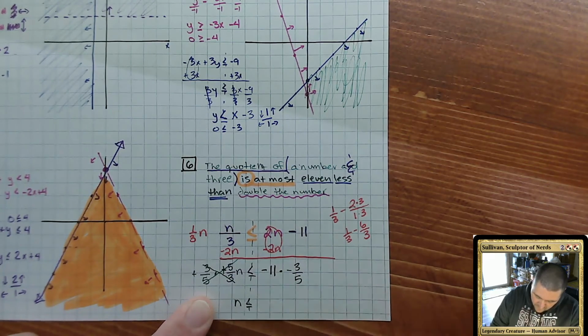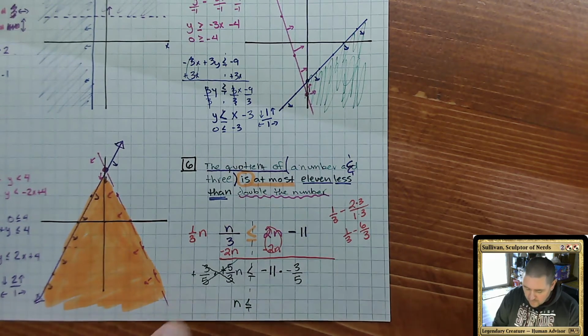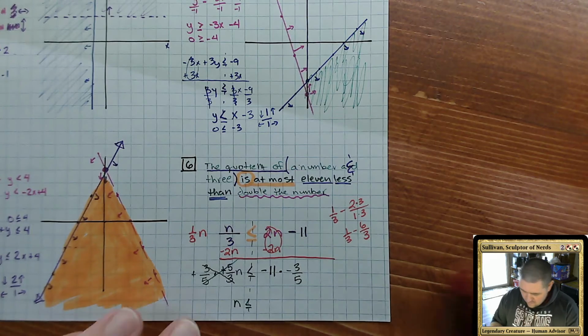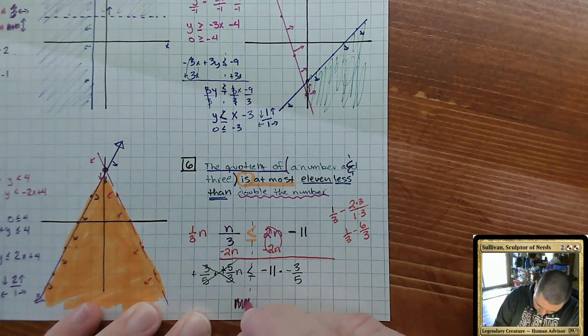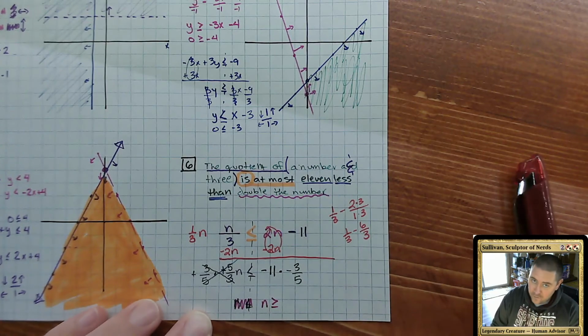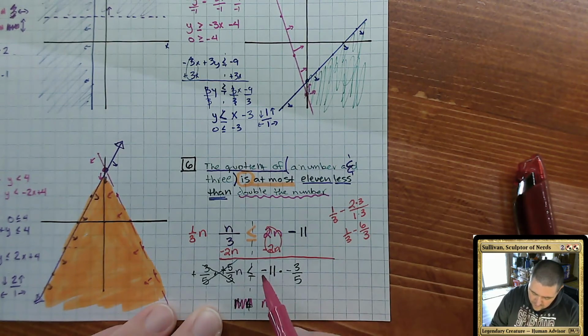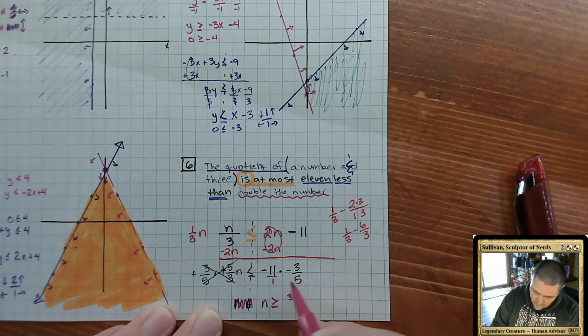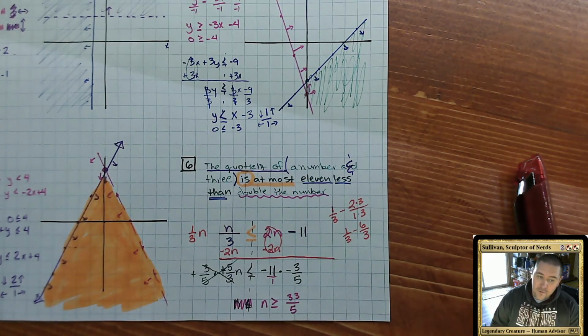So, almost made the mistake. I just multiplied by a negative. That's going to be n is greater than or equal to. Got to flip our Pac-Man around. A negative times a negative is a positive. 11 times 3 is 33. 1 times 5 is 5. n is greater than or equal to 33/5.